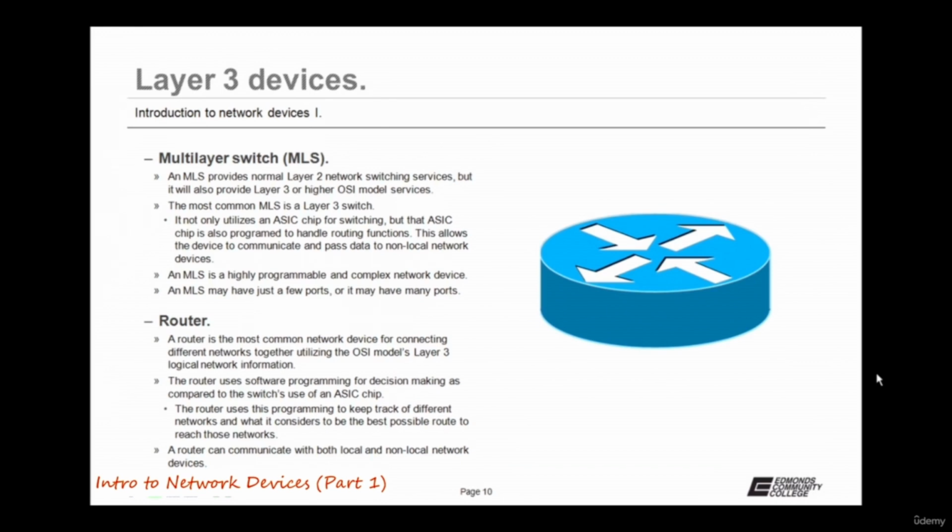That's what makes a router a Layer 3 device. The router uses software programming for decision making as compared to the switch's use of an ASIC chip. The router uses this programming to keep track of different networks and what it considers to be the best possible route to reach those networks. A router can communicate with both local and non-local network devices. In most cases, a router will have fewer ports than a switch.